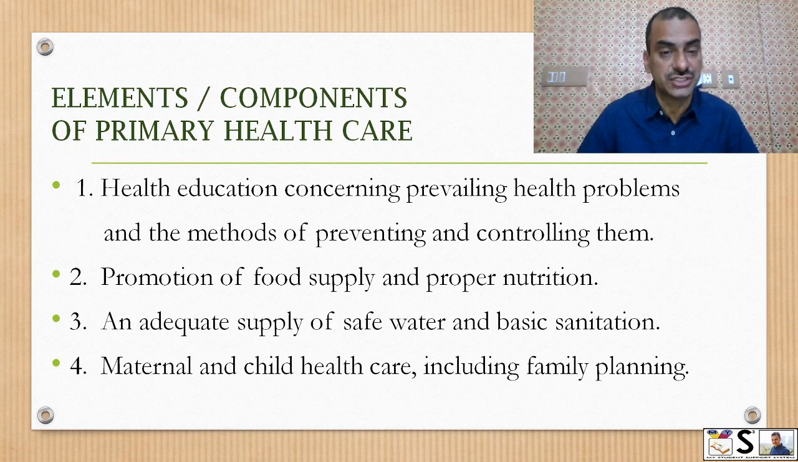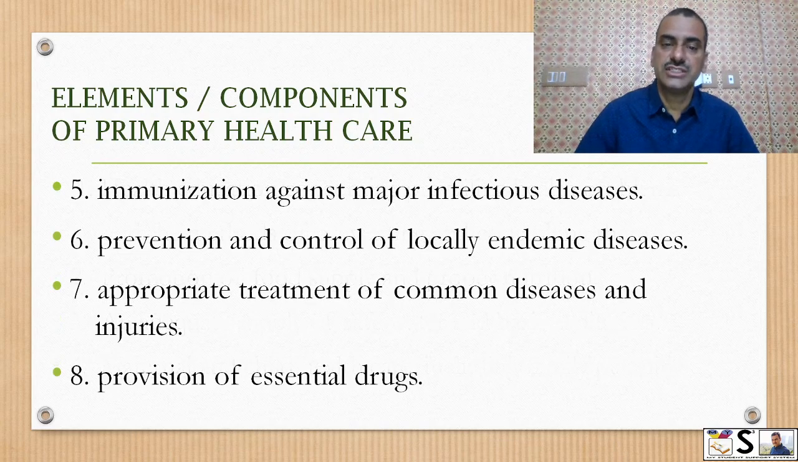Number 1, health education concerning prevailing health problems and the methods of preventing and controlling them. This is where we give health talks to the public. Promotion of food supply and proper nutrition, an adequate supply of safe water and basic sanitation, maternal and child health care including family planning, immunization against major infectious diseases, prevention and control of local endemic diseases, appropriate treatment of common illnesses or injuries, and provision of essential drugs.